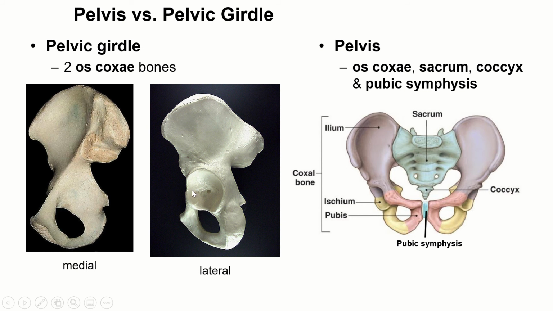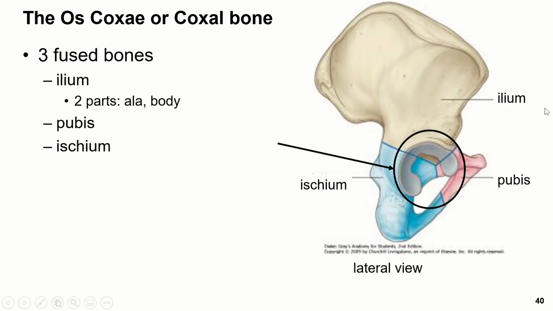So as you might imagine, that big indentation there, that's where the head of the femur articulates. So remember, the pectoral girdle attaches the humerus to the trunk of the body. The pelvic girdle attaches the femur to the trunk of the body. So each os coxae bone is made up of three sections, and these started out as three separate bones that fused during fetal development. This top part is called the ilium.